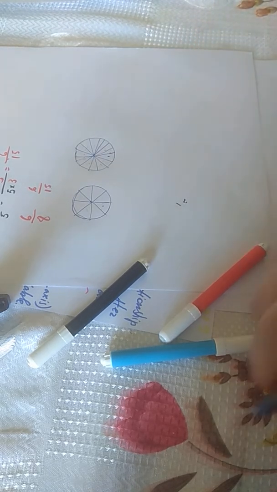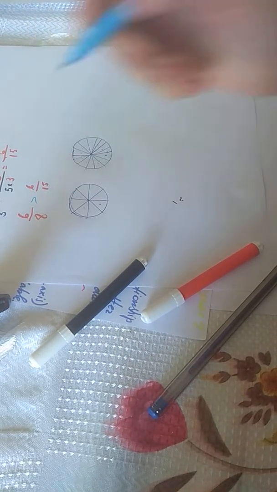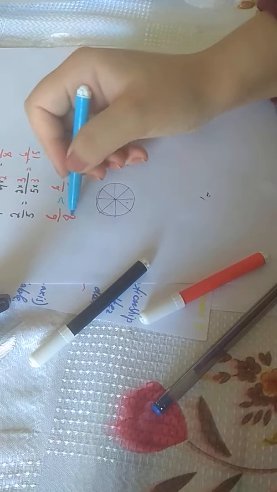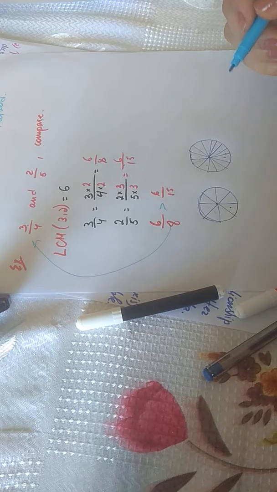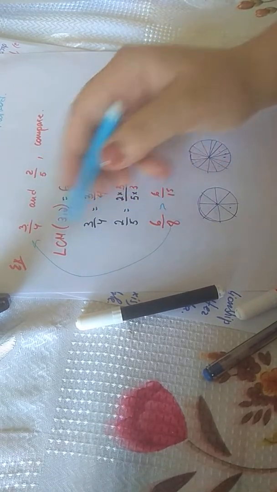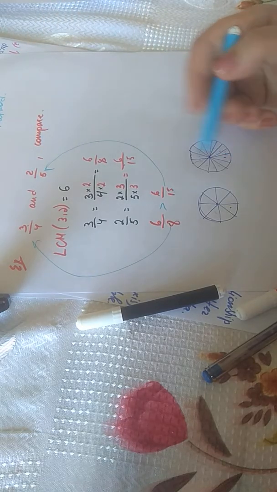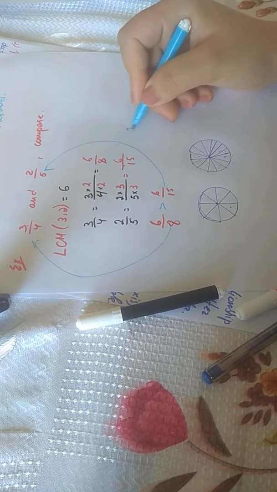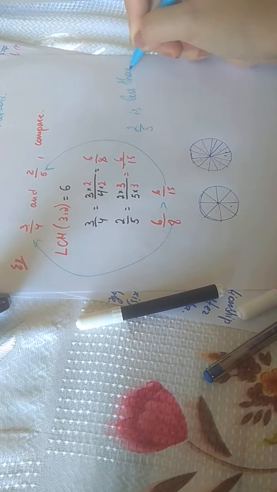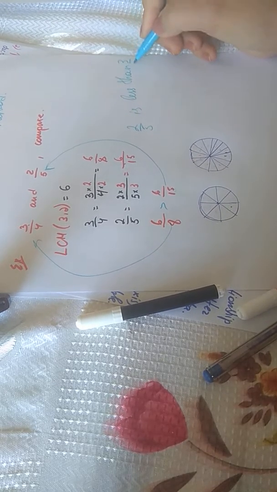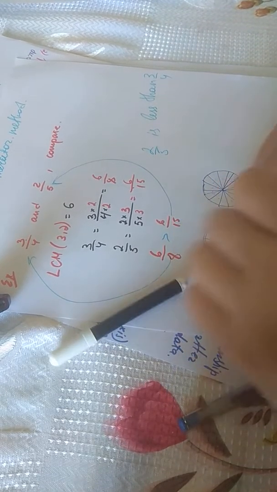So 6 over 8 is greater than 6 over 15. Which one is? 6 over 8 is what? 3 over 4. Yes, like that. You can see now. 6 over 8 is 3 over 4. And 6 over 15 is what? 2 over 5. So 2 over 5 is less than 3 over 4. Okay. So this is our answer.